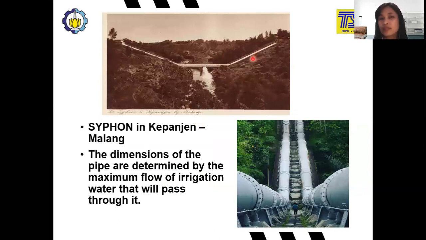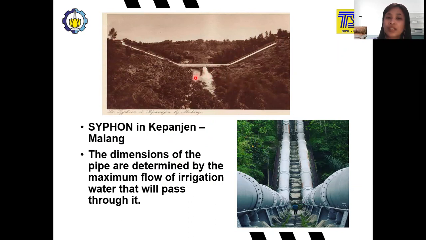This is the example of siphon. Siphon is also an example of crossing structures. Like we have bridge, we have culvert, and now we have siphon. What's the use of the siphon? It's quite different from the other crossing structures. This is the example of siphon in Kepanjen, Malang. Maybe if you are going from Surabaya to Malang, you can see in the Kepanjen area this big siphon. The dimension of the pipe is determined by the maximum flow of irrigation water that will pass through it. So it brings the water from one side to the other side.